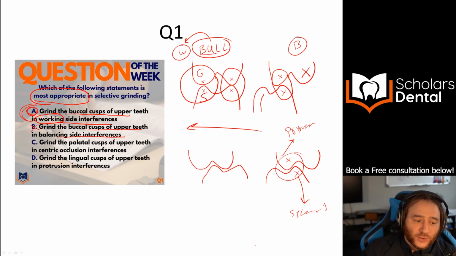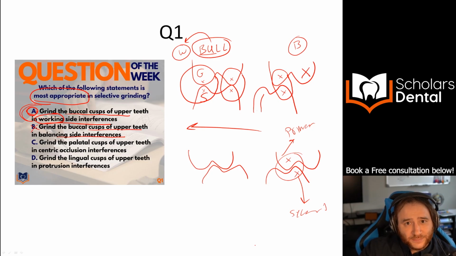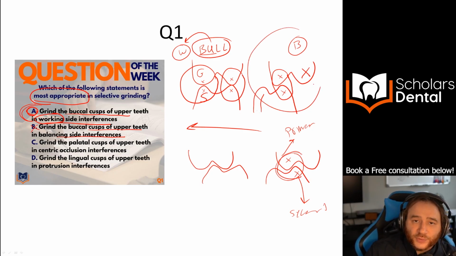Again, you might end up needing to grind the upper palatal cusp sometime, but it's not going to be my first option. This is the most appropriate. I'm going to try to avoid that, and if these two are interfering, I would rather go for maybe the fossa or even the secondary, the lower buccal. For example, on the balancing side, if they both interfere, I'd rather trim the lower buccal. So that's why it's not the most appropriate.